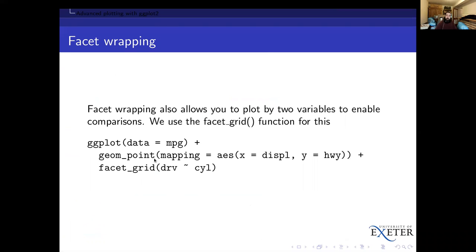Or we can also plot by two different variables. So in order to be able to make easy comparisons, it's quite useful for making comparisons, we can use a facet grid layer for this. And this time we're going to do the drive type by the number of cylinders. So that's whether it's front wheel drive, rear wheel drive, four wheel drive, and the number of cylinders. So four, six, eight cylinders.